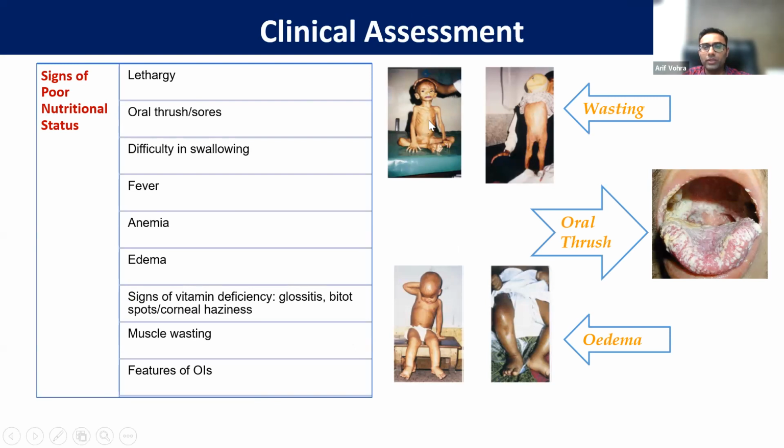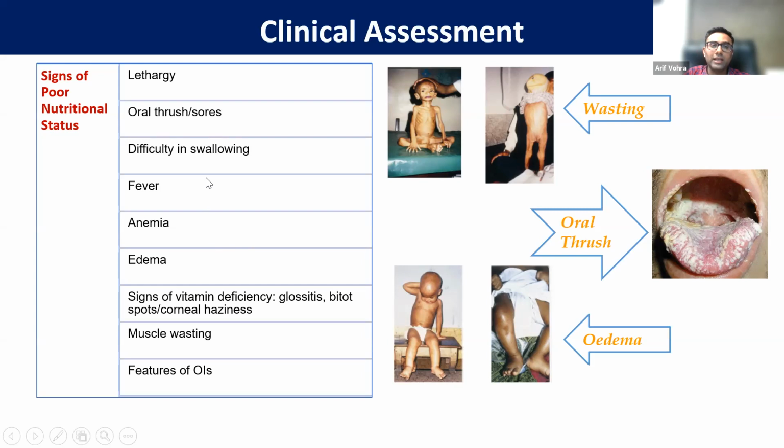Here in the first picture, you can see a malnourished child with generalized wasting, which is seen in the first two photographs. You can see the oral thrush, even the edema. The edema is also a nutritional deficiency, in kwashiorkor. It's kwashiorkor. So always look for general wasting or edema.